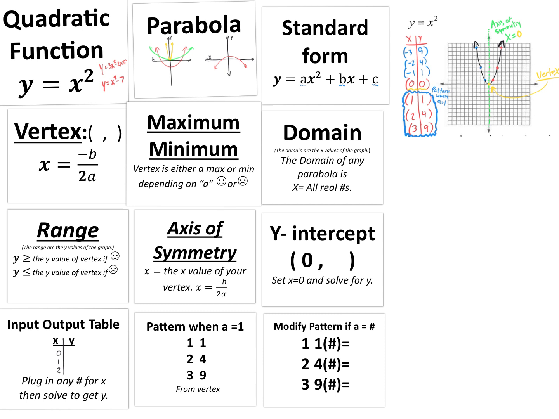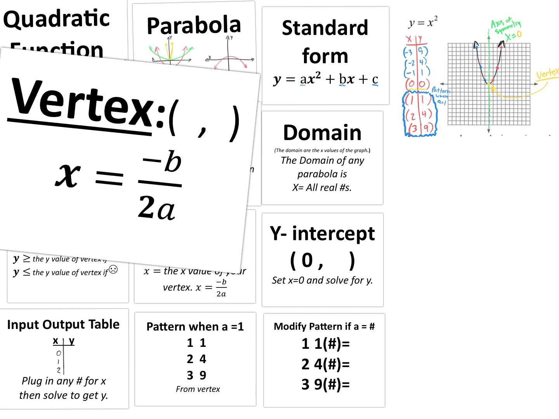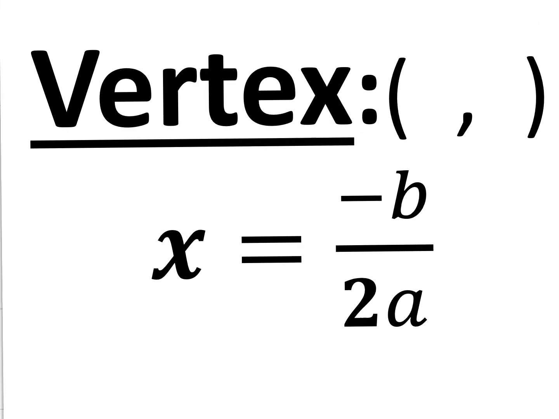So now that you know what a vertex is, either the maximum value or the minimum value, the highest point or the lowest point, depending on if it opens up or down, we also need to be able to find that point without looking at the graph. And how would we do that? By knowing this formula. Okay, now again, the vertex is a location. It's a point on the graph.